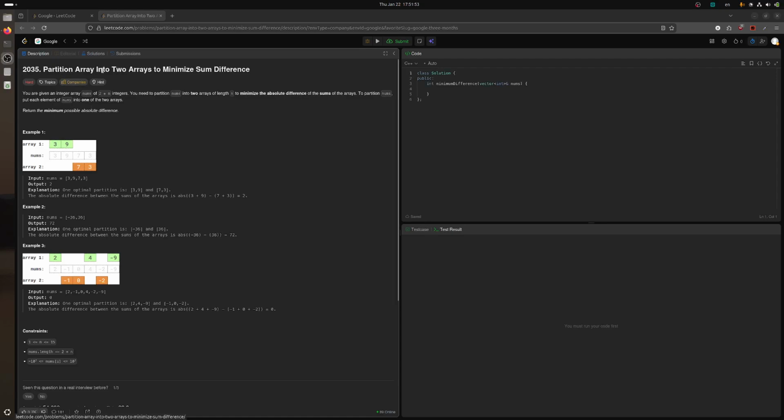Okay, today we got partition array into two arrays to minimize sum difference. So we have an array of length 2n, and we want to partition it into two arrays to minimize the absolute difference of the sums. To partition nums, put each element of nums into one of the arrays, and find the minimum possible absolute difference. There's 15 of them, so n is 15.